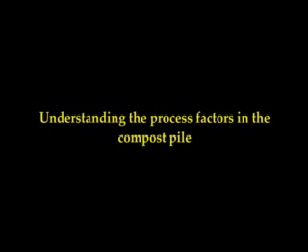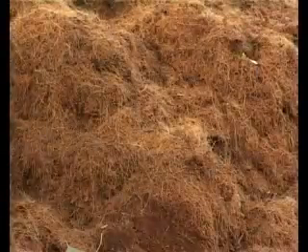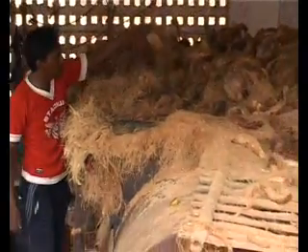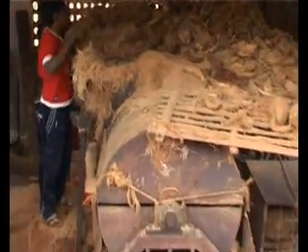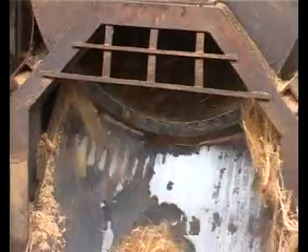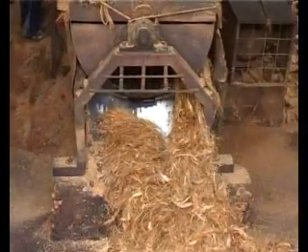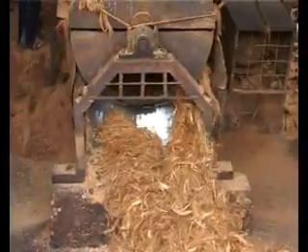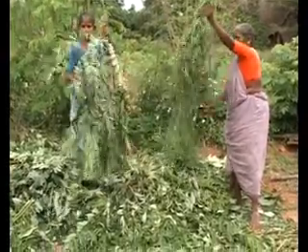Understanding the process factors in the compost pile. Particle size. The smaller the size of the particles of organic material used in the compost pile, the greater is the surface area available for attack by the microorganisms. If the particle size is very large, the composting reaction will then proceed slowly or may stop altogether. If required, chop biomass before integrating them into the compost pile.